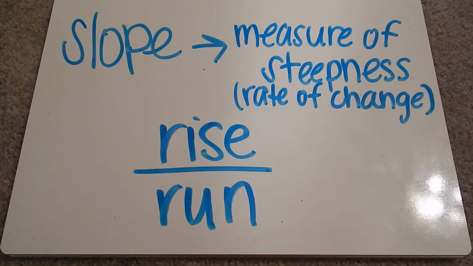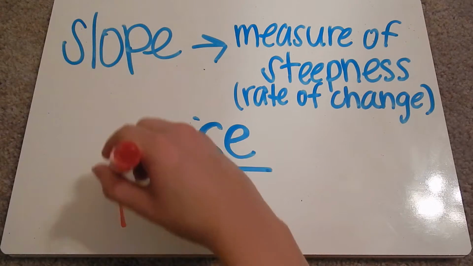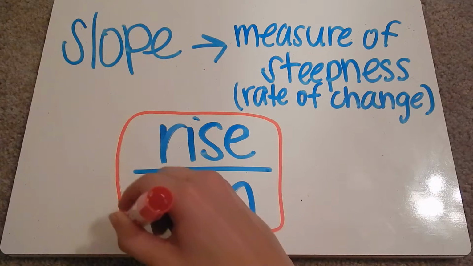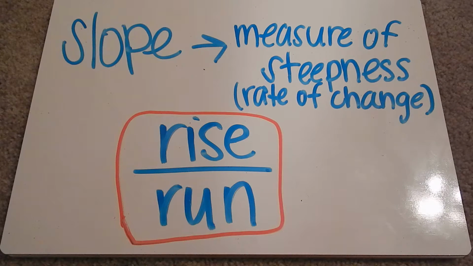When we are describing slope from a graph, we usually talk about it as rise over run. So this rise over run is going to be very important when we're finding slope from a graph. Rise is how much you go up or down. Run is how much you go to the left or the right.